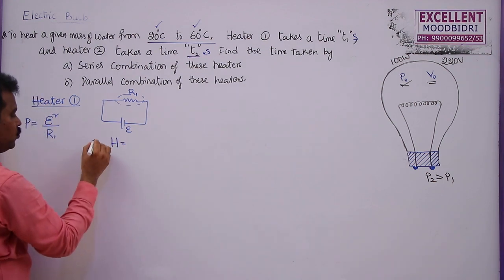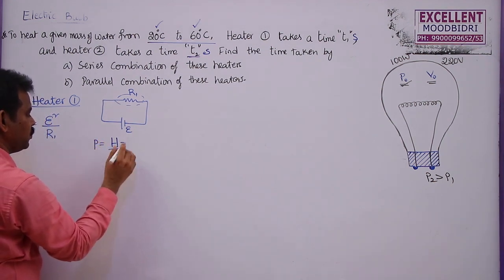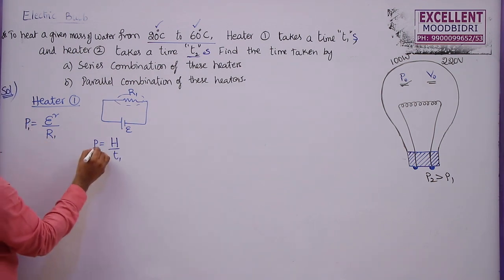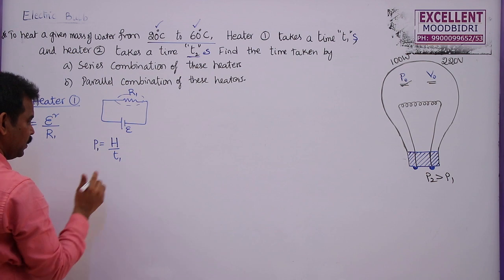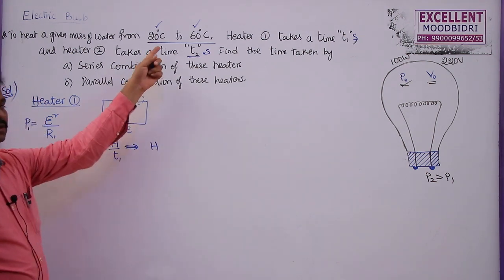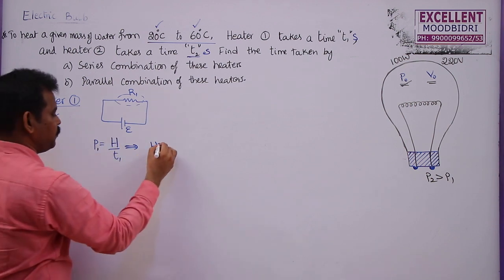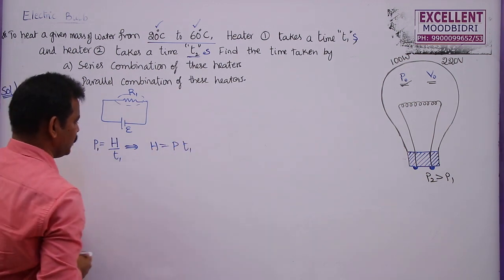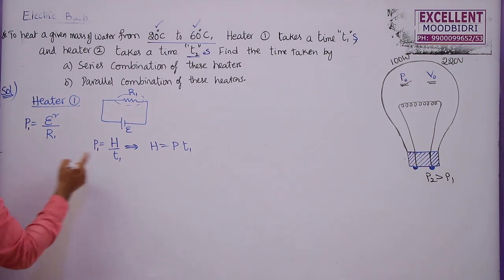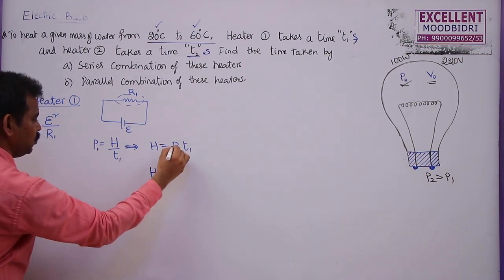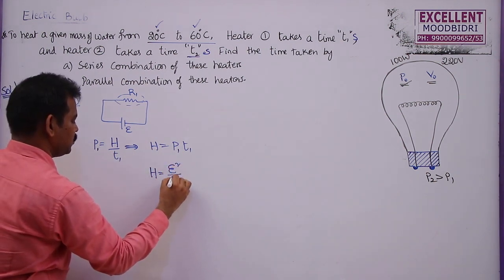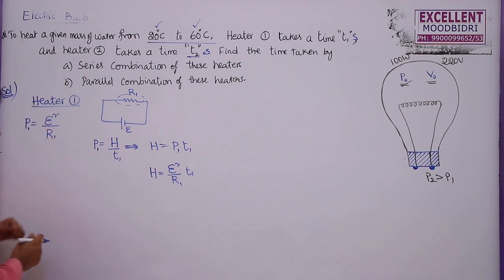Power is equal to heat produced per unit time. So I can write this as P1. Let me take this as P1 here. P1 is equal to H by T1. But if you want to find out the heat produced to heat this, H is the product of power into time. So H is equal to, what is this power, E square by R1 into T1.